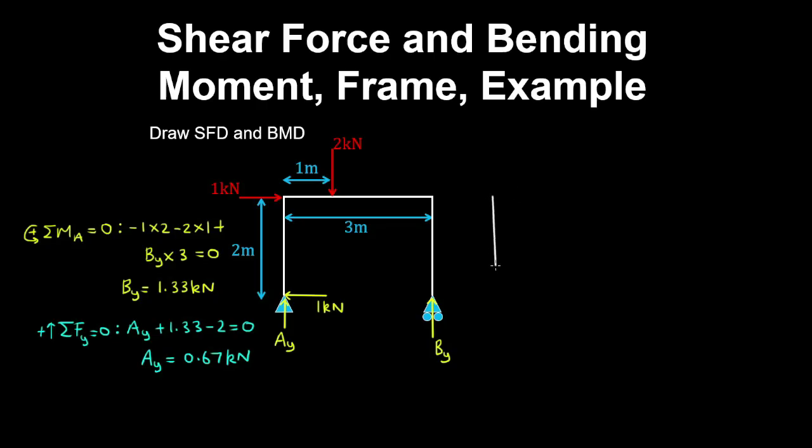And now we'll draw the shear force diagram. And what I'm going to do is break up this frame into column and beam members to get a better visual. So if we cut the column from bottom to top, we have the shear force being constant at 1 kilonewton in the column.